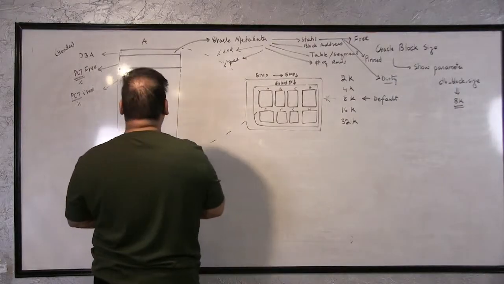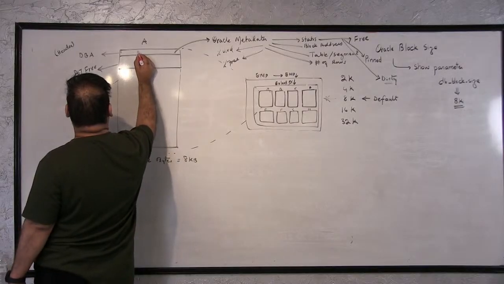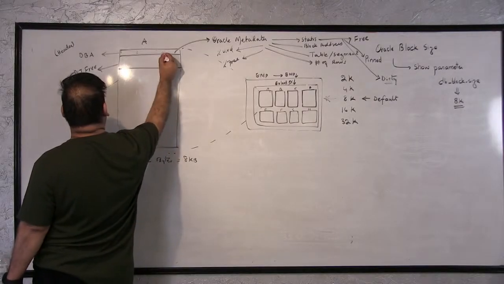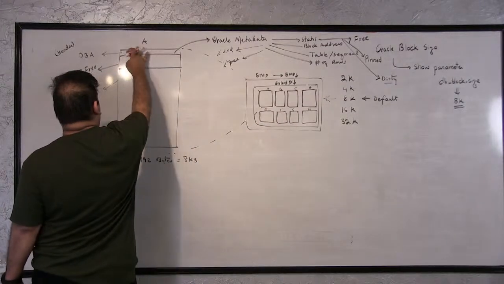So here you have the header part. Header is keeping all this information, and it also keeps something called free list. We will come back to that later. Okay, so now you have this.